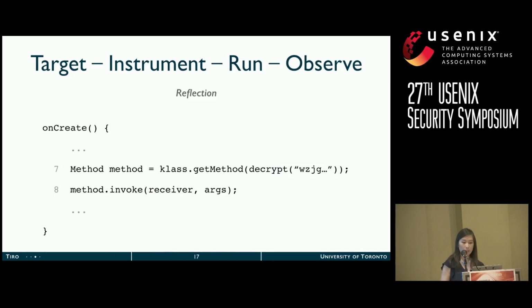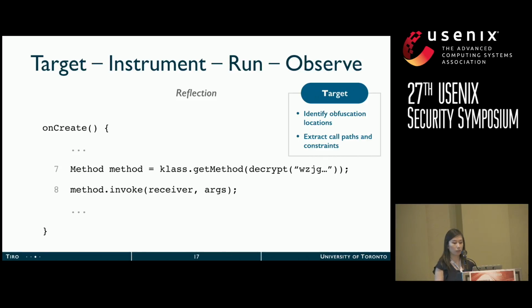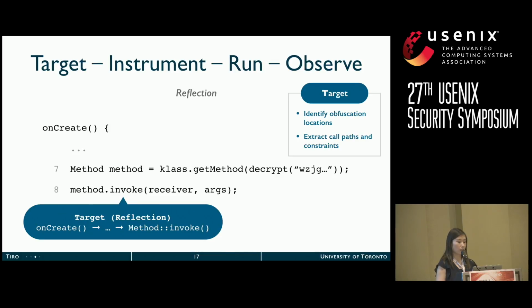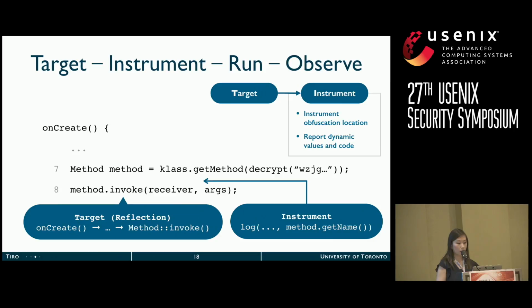And to show the 4 steps of Tiro, this is a reflection example where the name of the method being invoked reflectively is obfuscated by this decryption routine. And in the first targeting step, Tiro will first identify obfuscation locations, which in this case is the reflection API invocation, and it'll extract the call path and constraints from onCreate to method.invoke. In the instrument step, it'll instrument this location to report values that it needs for deobfuscation, which in this case is the name of the method.